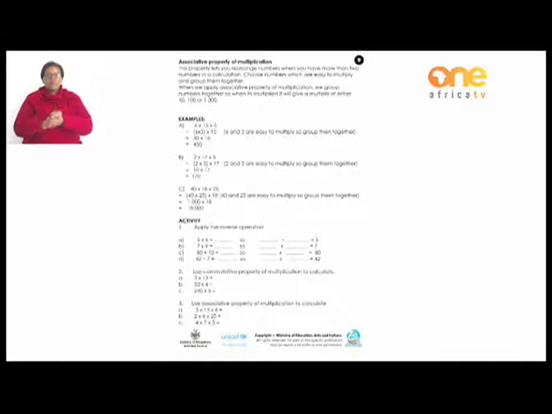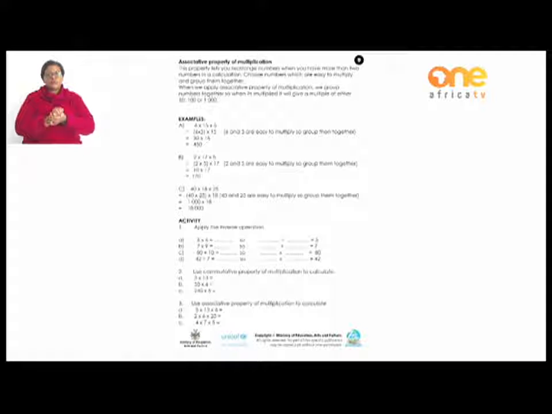Number 2, we are going to use the commutative property of multiplication to calculate. A, 3 times 13. Apply the commutative property. B, 50 times 4. Apply the commutative property of multiplication correctly. C, 240 times 5. Apply the commutative property of multiplication. Boys and girls, I want you to get it correct, please.